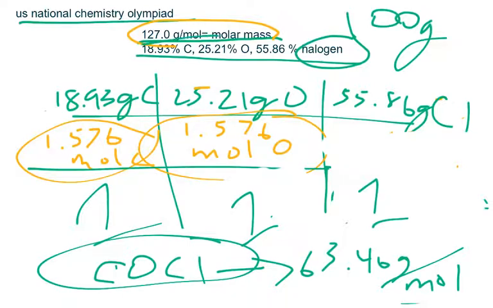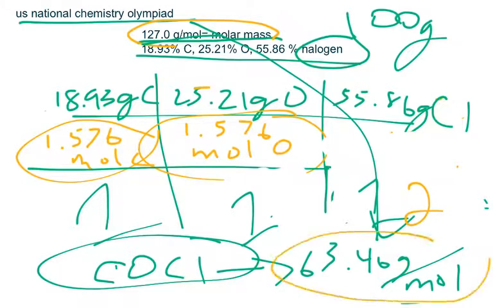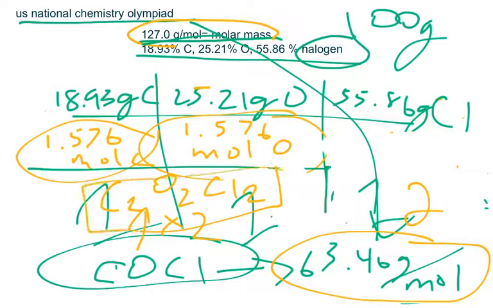So how many times do I have to multiply this by to get 127? So we have to divide 127 by this to see what our ratio is. So 127 divided by 63.46, I get a number very close to 2. So apparently, you need 2 times the molar mass of COCl to get 127.0. So that means we have to multiply the empirical formula by 2 to get the molar mass. And we just multiply by 2. And our molecular formula will be C2O2Cl2. And that is our answer.